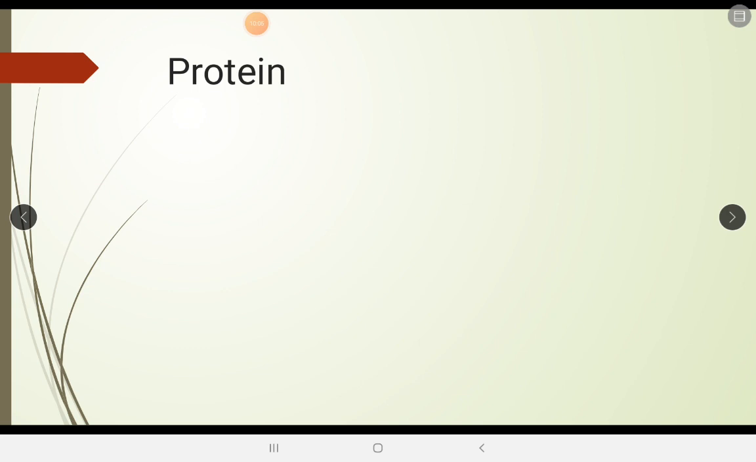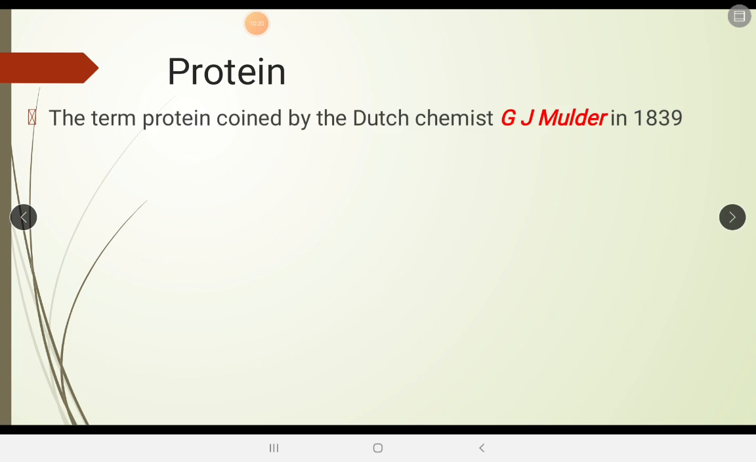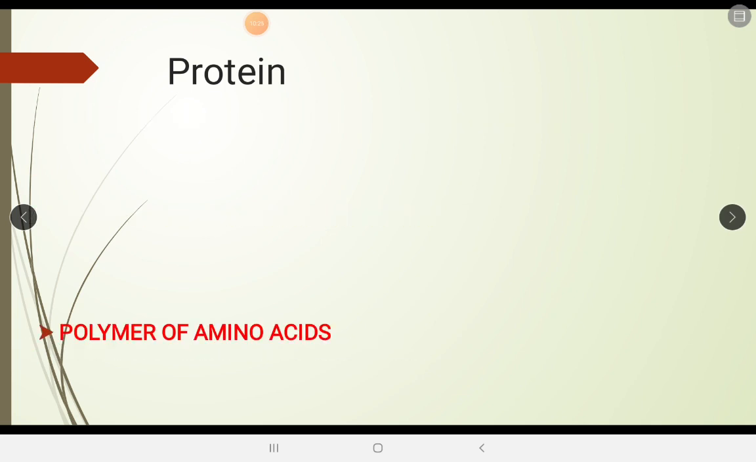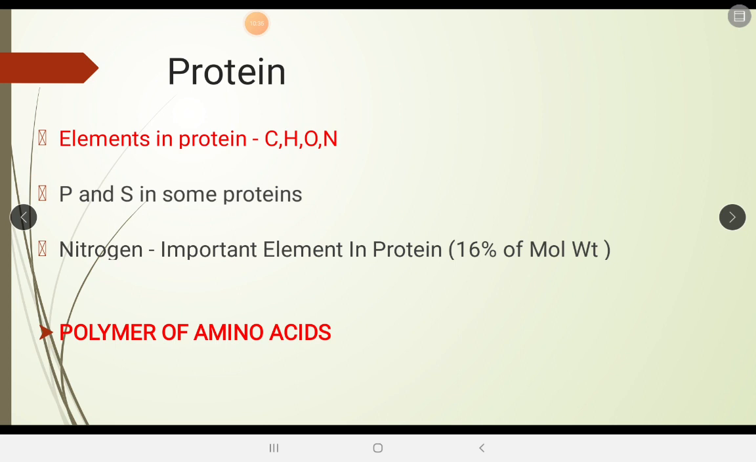Proteins are an important macromolecule found in the body. They are the building material for the body structure. The word protein comes from the Greek word proteos, which means primary or holding the first place. Proteins are polymers of amino acids. The elements in protein are carbon, hydrogen, oxygen, nitrogen, and in some proteins phosphorus and sulfur.